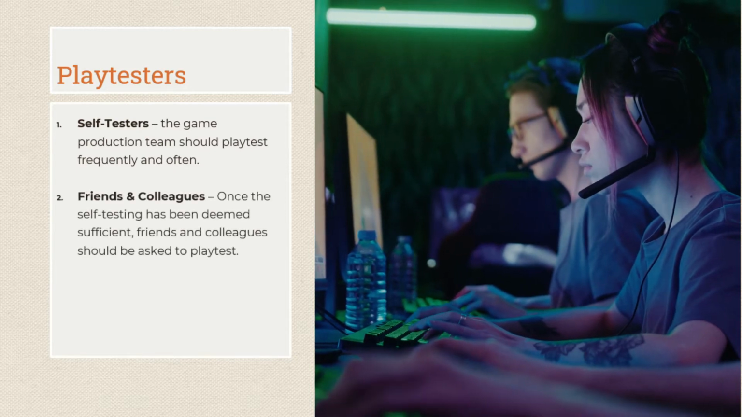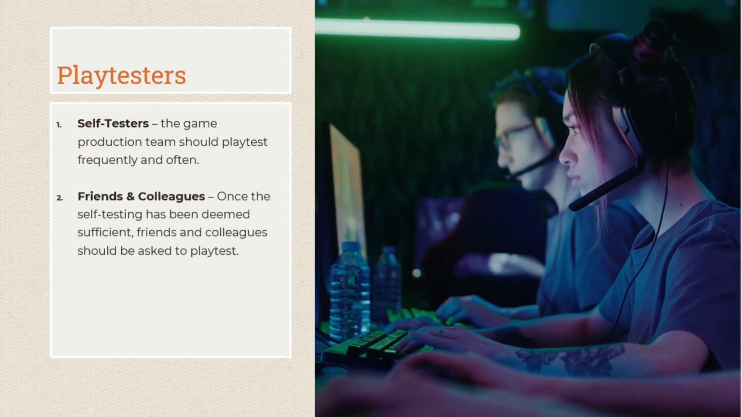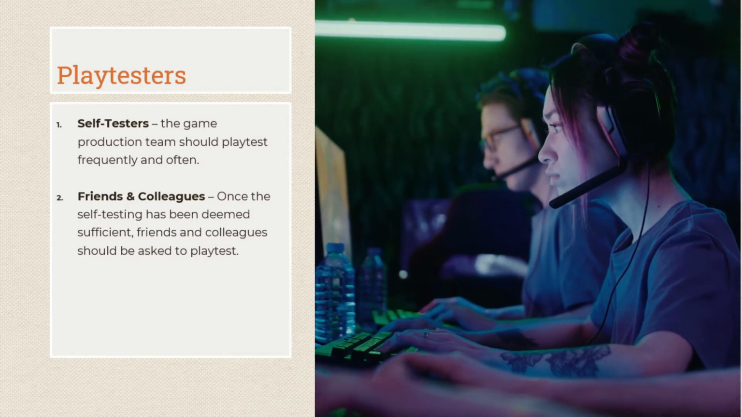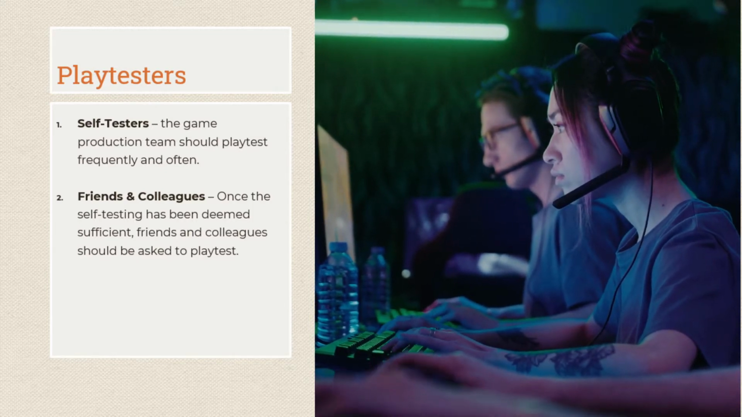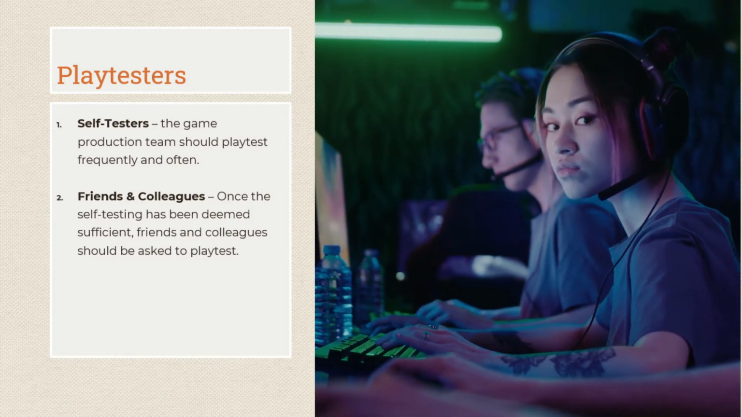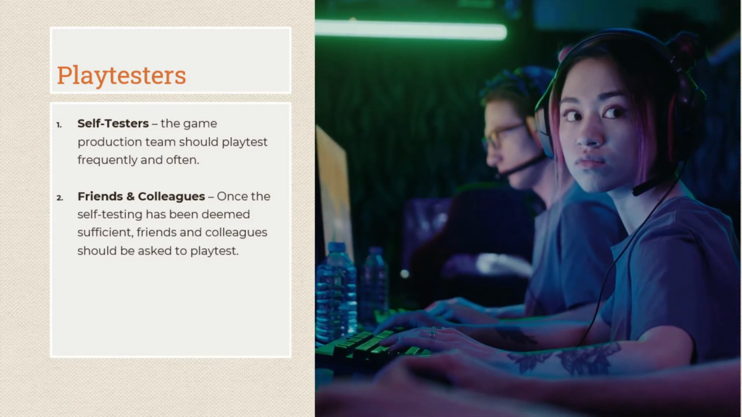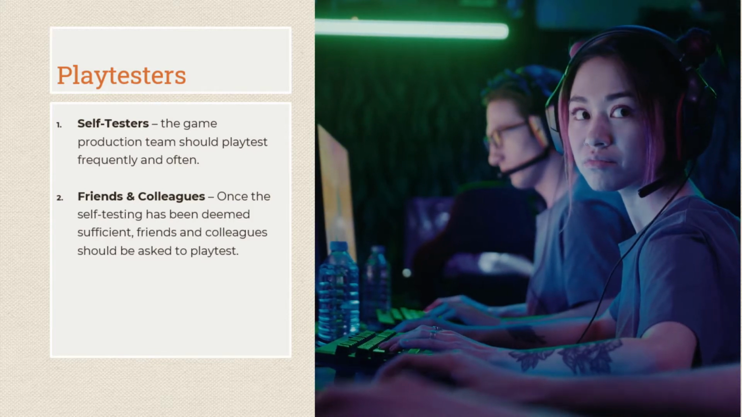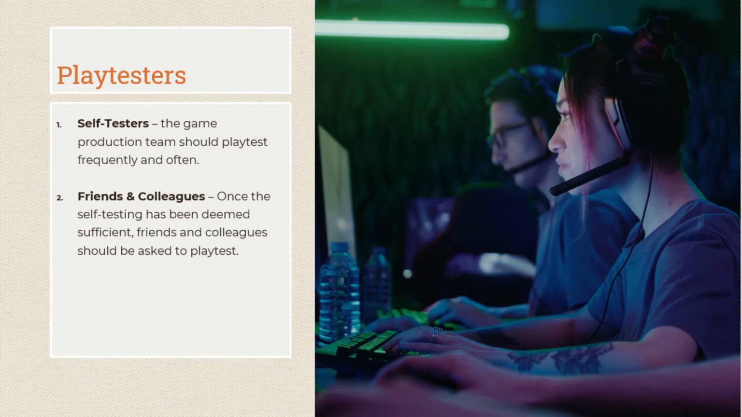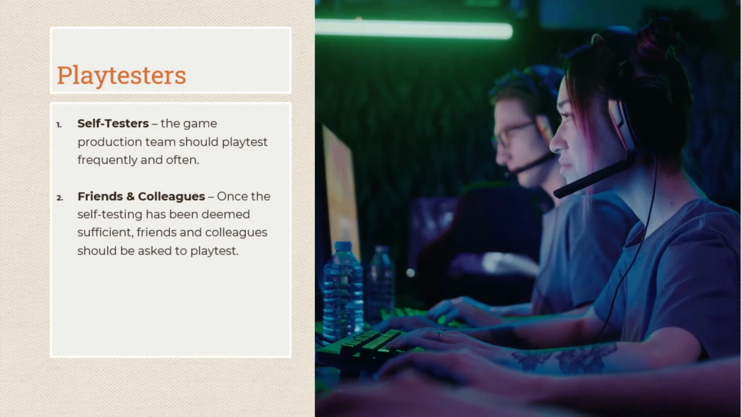The next group of playtesters are friends and colleagues. Once the self-testing has been deemed sufficient, friends and colleagues should be asked to playtest. This will provide feedback from an unbiased or mostly unbiased opinion. These individuals are not always your target market, but can still provide vital feedback on issues before you share your game with your target market.